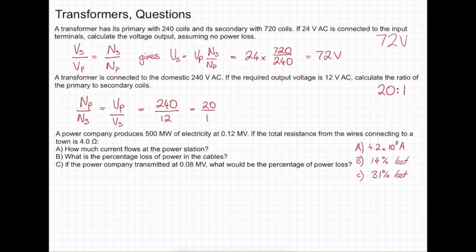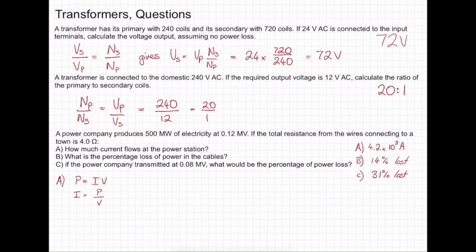A power company produces 500 megawatts of electricity at 0.12 megavolts. If the total resistance from the wires connecting to a town is 4 ohms, how much current flows at the power station? For part A, we only need to know that power is equal to the current times the voltage. Rearranging this gives current is equal to power divided by voltage.